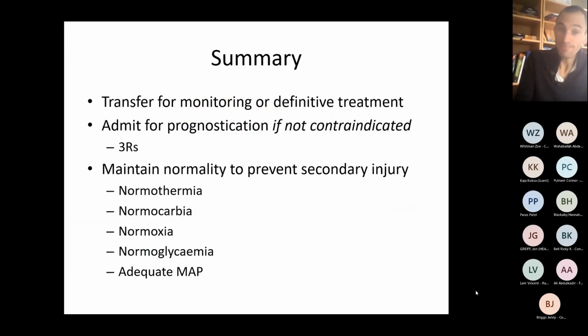So in summary, patients that come into UHL with a traumatic brain injury, we should be transferring for monitoring or definitive treatment. We should admit them for prognostication if not contraindicated. So thinking about those three R's of reversibility, recoverability, and having a reason to admit. The general principles of managing secondary injury are all about maintaining normality, and you won't go far wrong if you try to keep the physiological state normal.